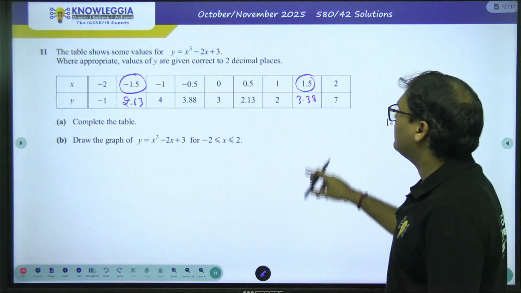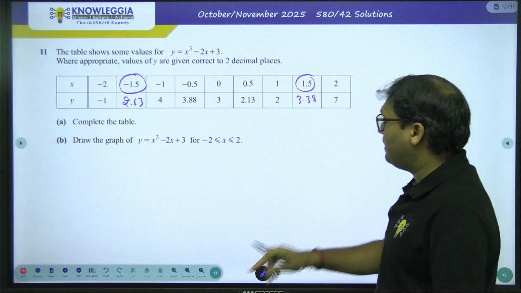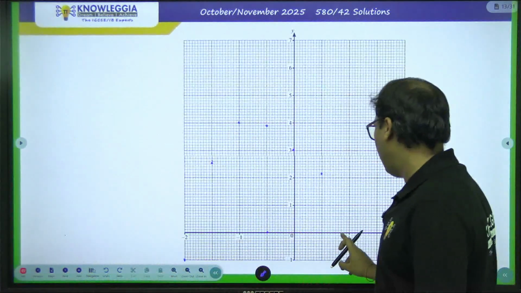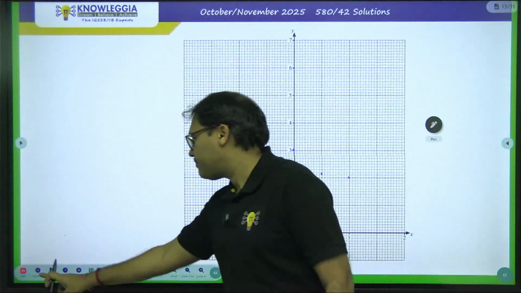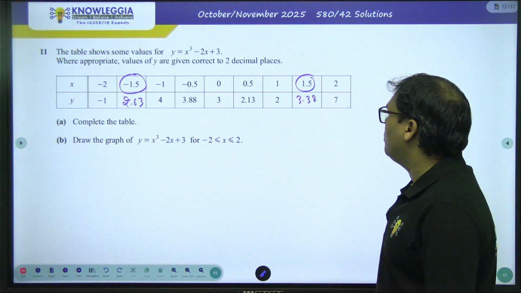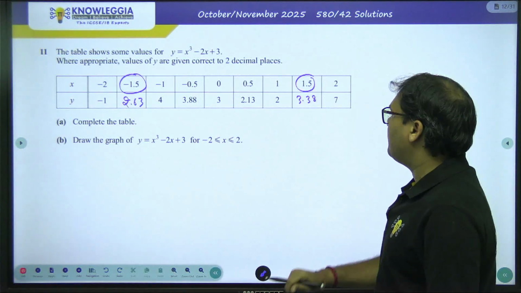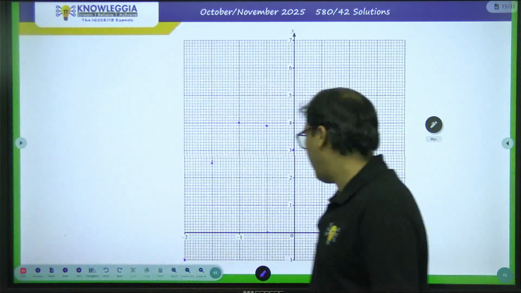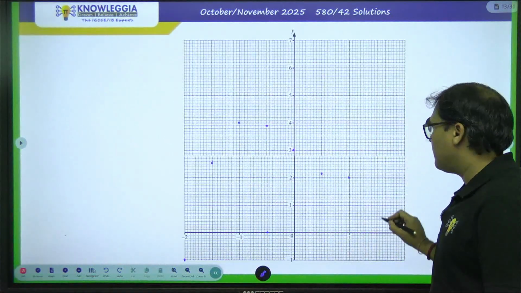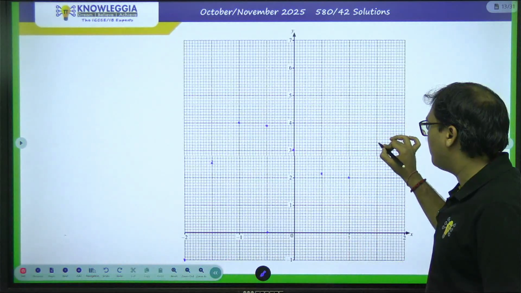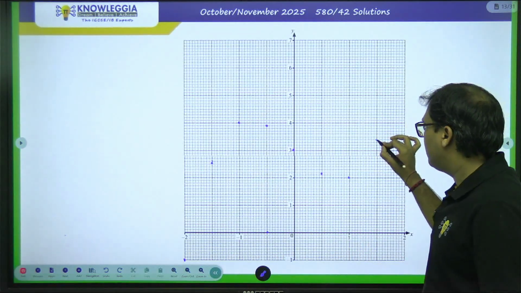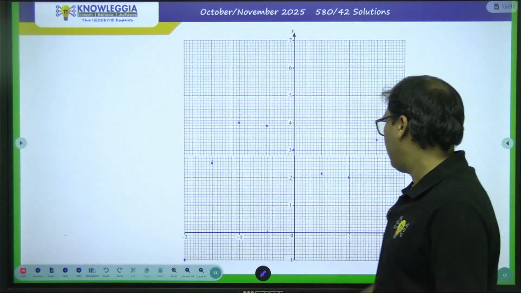Next value, at x equal to 1, this is 2, like this. Then at 1.5, this is 3.38. So 3.38, or 3.4, is roughly here.